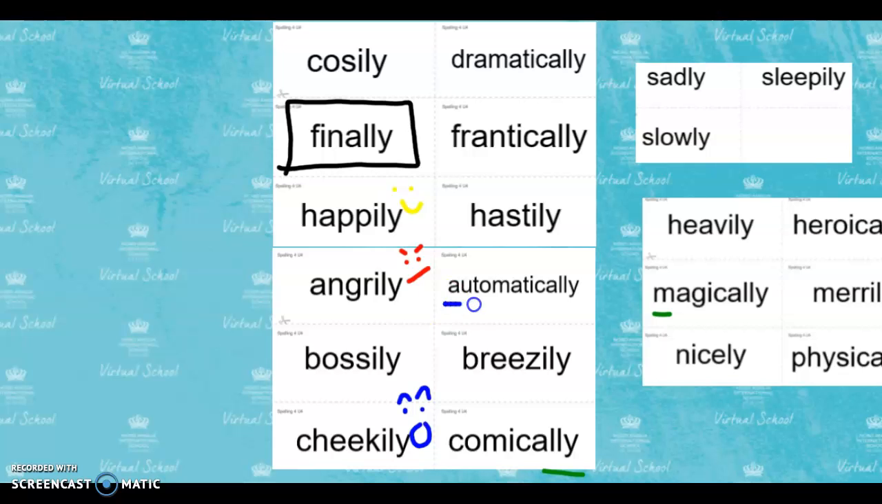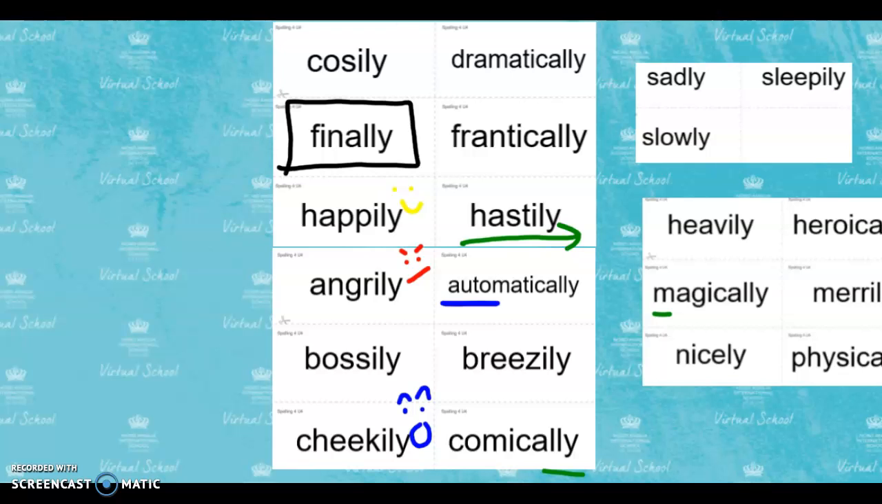Automatically, we did this spelling sound in school last week. So automatically is when something does something itself. The door's automatically opened. Hastily, we've talked about on the previous slide. Again, that is to do something very, very quickly.